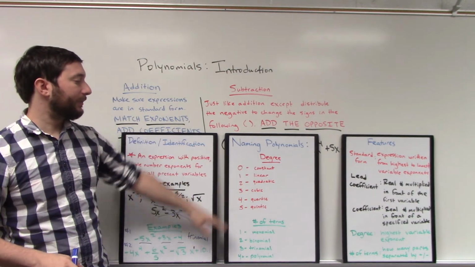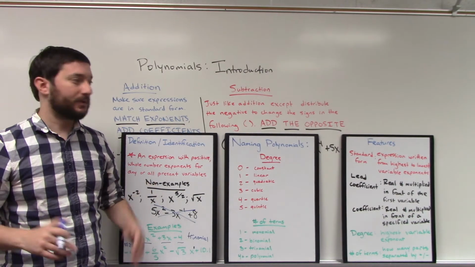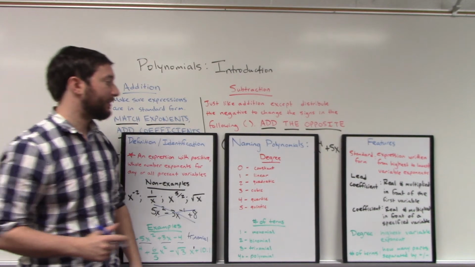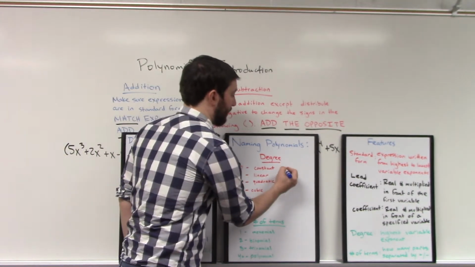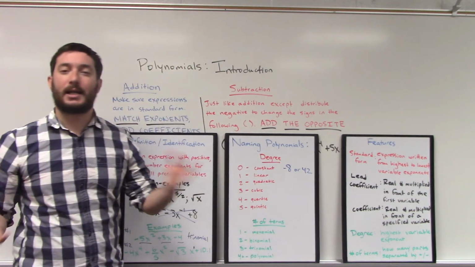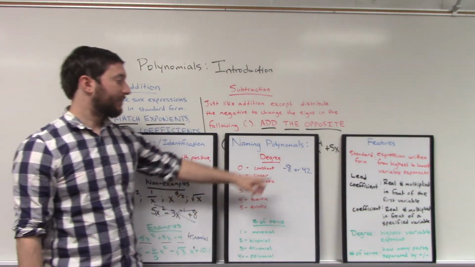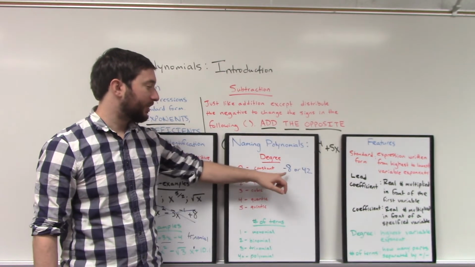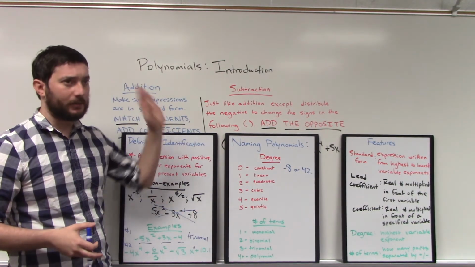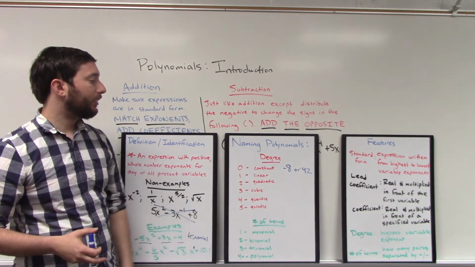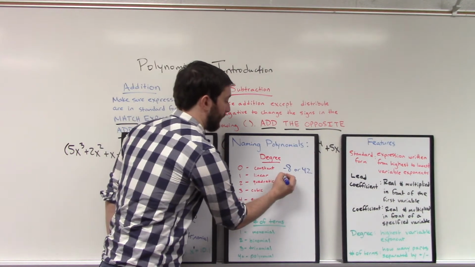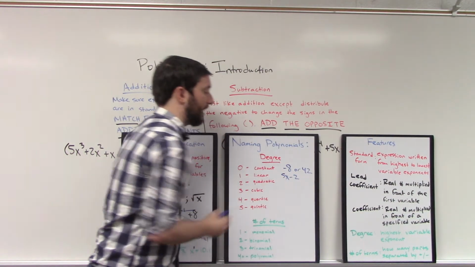The other types of names that we need to know are degree names. So for example, what happens if we don't have a variable in our problem? What happens if we just have like a negative 8 or positive 42? Those are constants. Okay, in fact, that's a constant monomial because it's just one term. There's no variable there, there's no variable exponent. A linear expression would be something like you saw in Algebra 1. Maybe an example of that would be 5x minus 2, right?